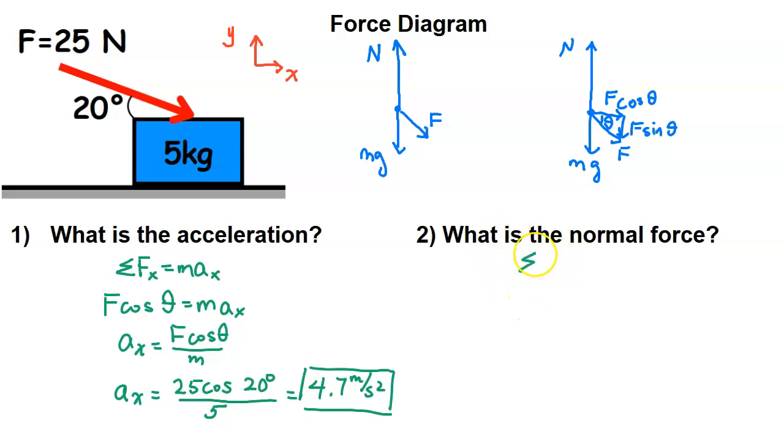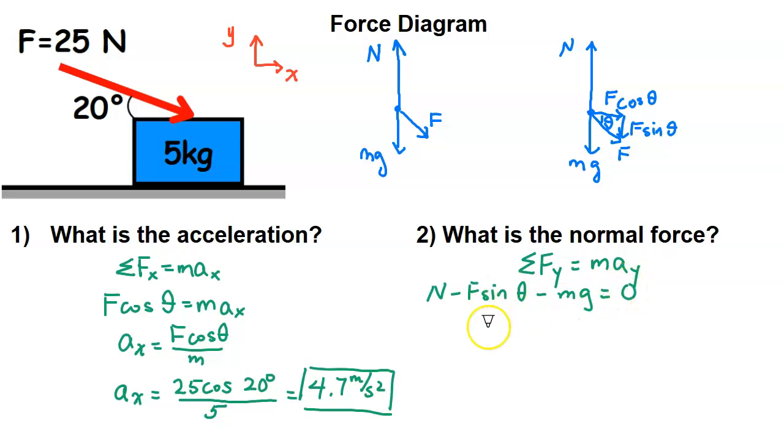So I'm going to use Newton's second law again. Net force in the y direction equals m a y. To calculate the net force, I'm going to take all the forces in the positive direction minus all the forces in the negative direction. In the positive direction, I have N, the normal force. In the negative direction, I have F sine theta and mg. So N minus F sine theta and also minus mg. And since there's no acceleration vertically, this is going to be 0.